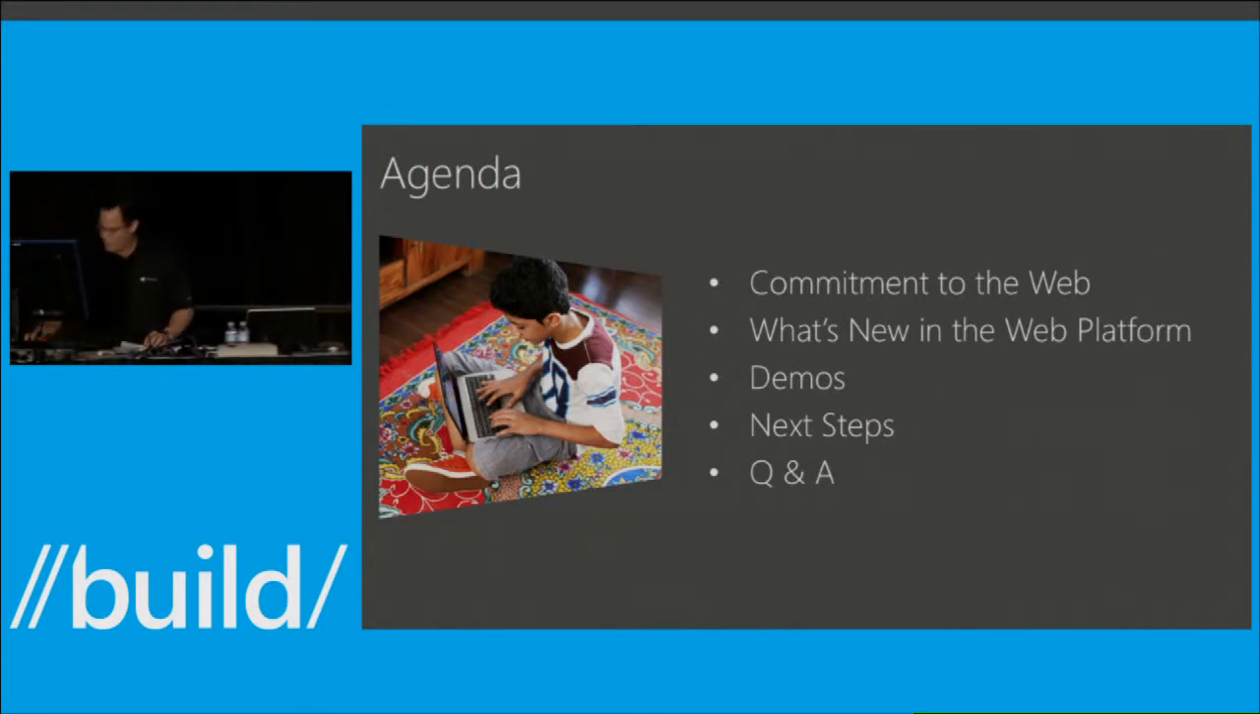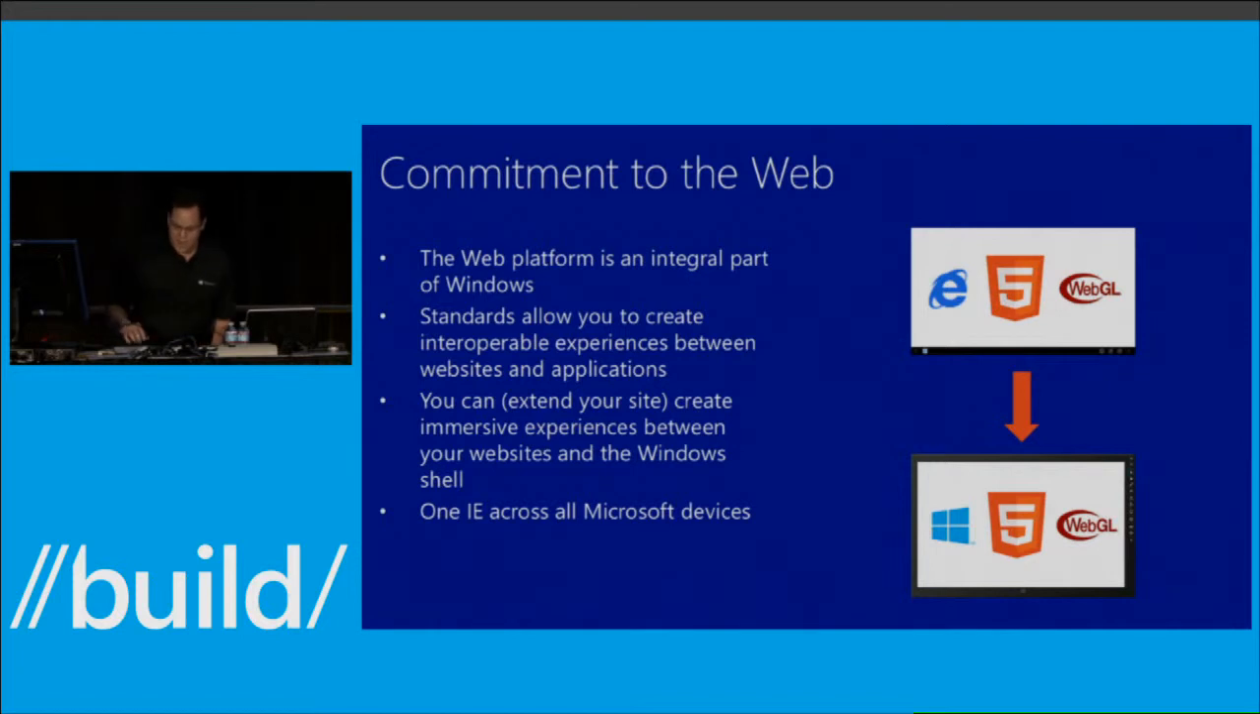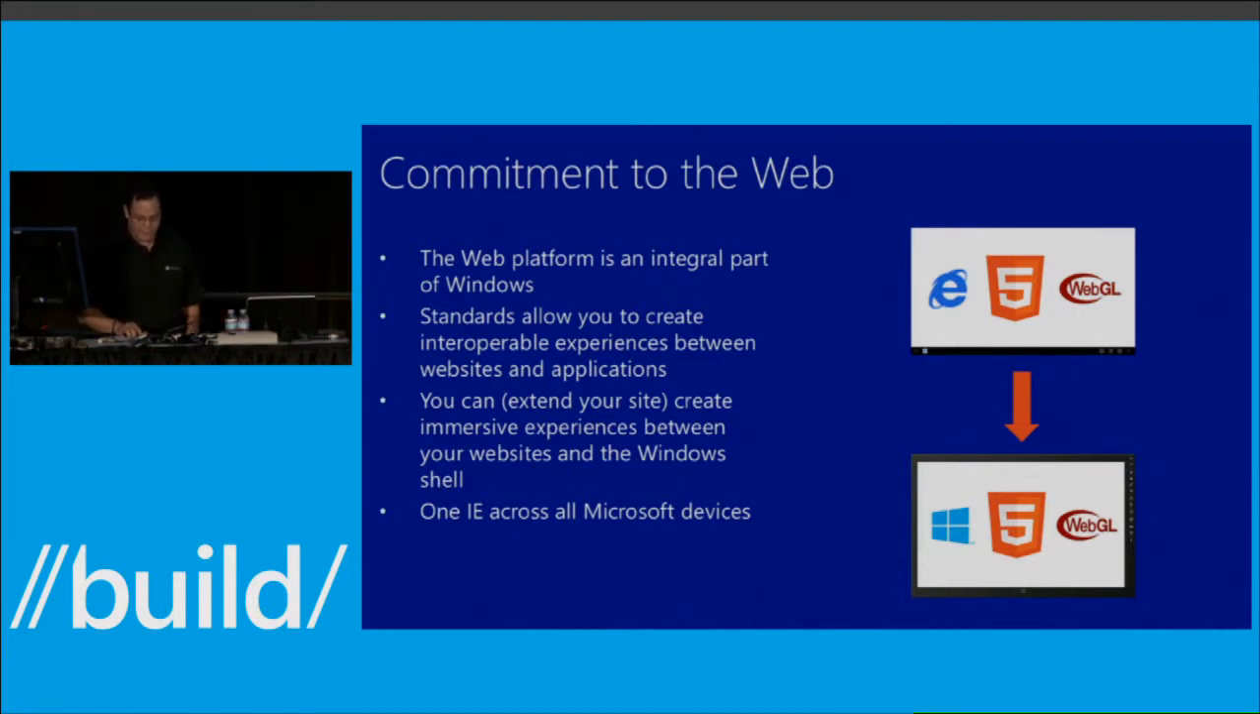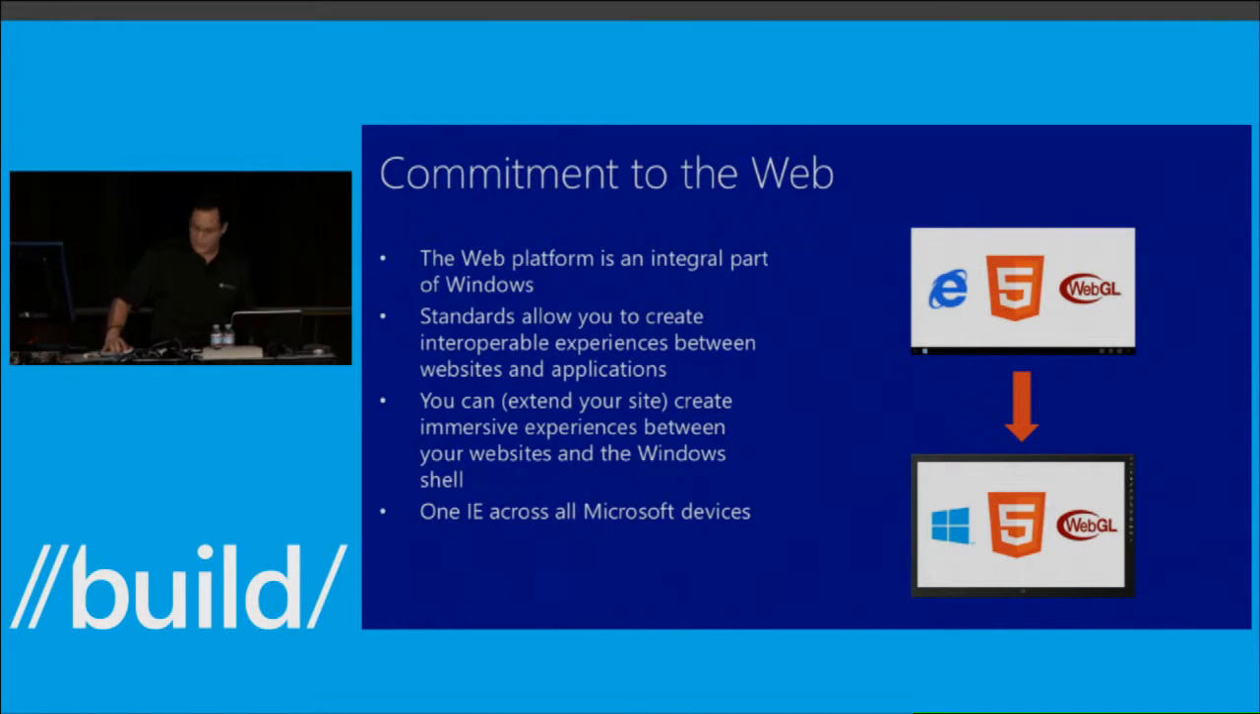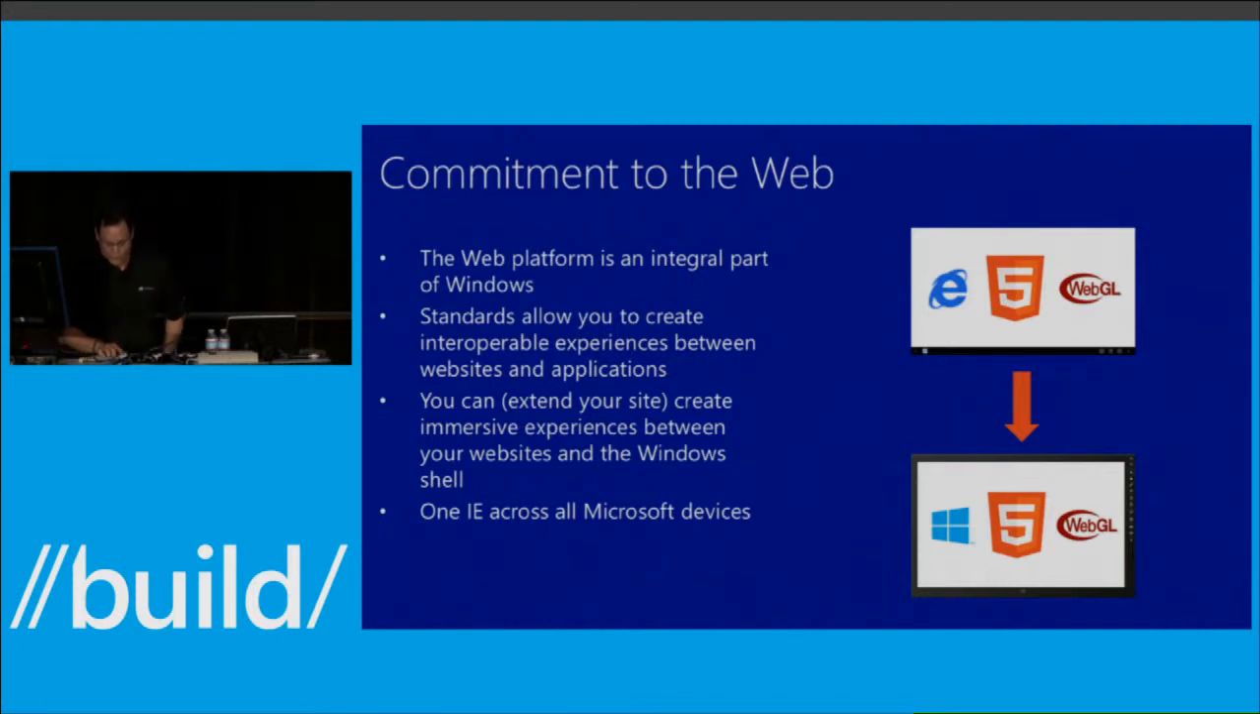Now, what do we mean by a continual commitment to the web? As we demonstrated when we introduced Windows 8, the web platform continues to be an integral part of Windows. Using web standards, you're able to deliver interoperable experiences that really work between your websites and apps. The whole goal of us is that you can use the same technologies no matter where you're at, whether it's a Windows Store app that you're building or a site.